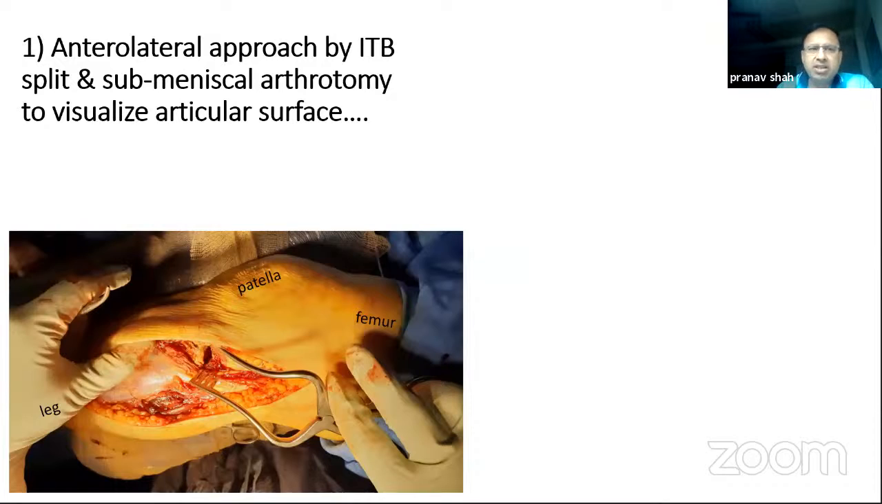Now there are 2 steps in the Frosch approach. First step is the anterolateral window, which is the classic anterolateral approach, which we do by splitting the iliotibial band. We do the submeniscal arthrotomy to visualize the articular surface. So in this picture, this is the front portion, the patella, the femur, the leg. This is our anterolateral arthrotomy.